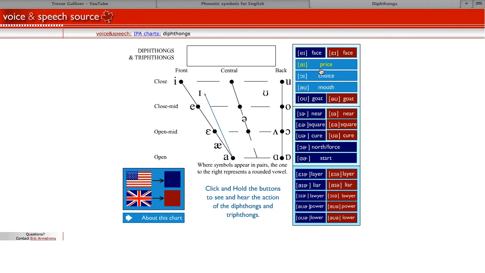Now I've got my cursor hanging over the diphthong in price, and you'll see the arrow on the chart is showing it starts with a sound fairly low, and it moves up towards the same I sound as can be heard at the end of the diphthong in face. So price, price.